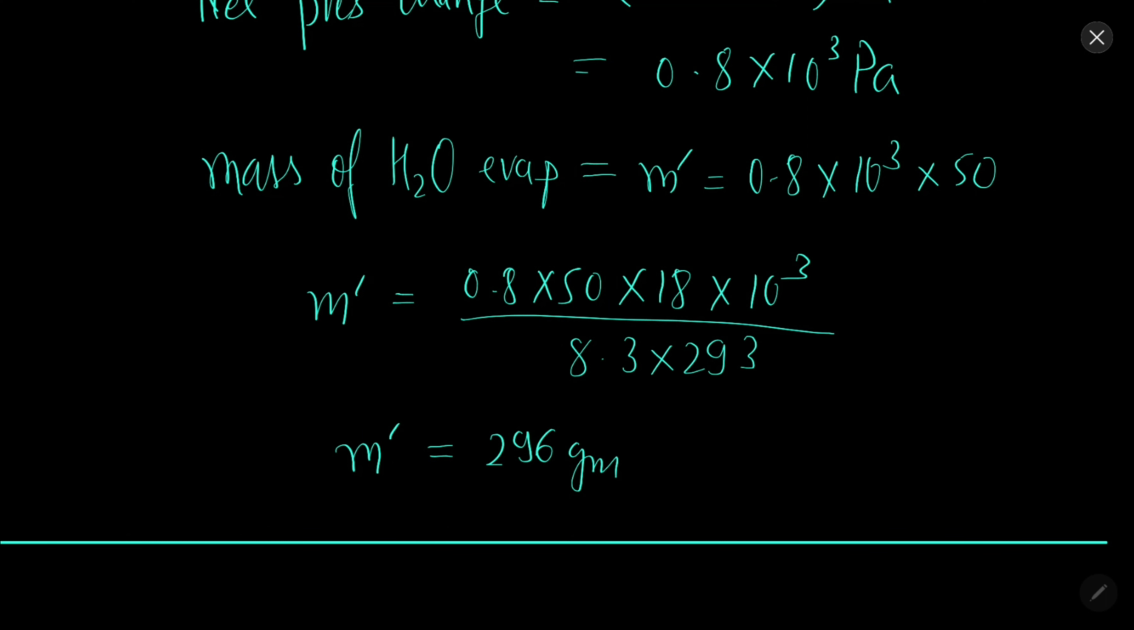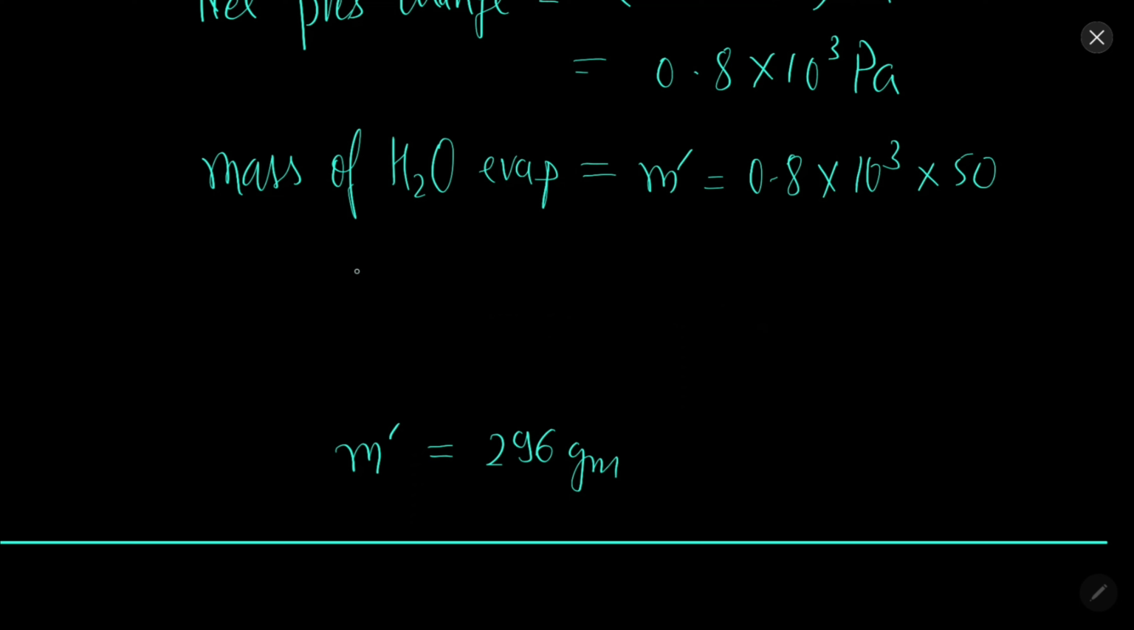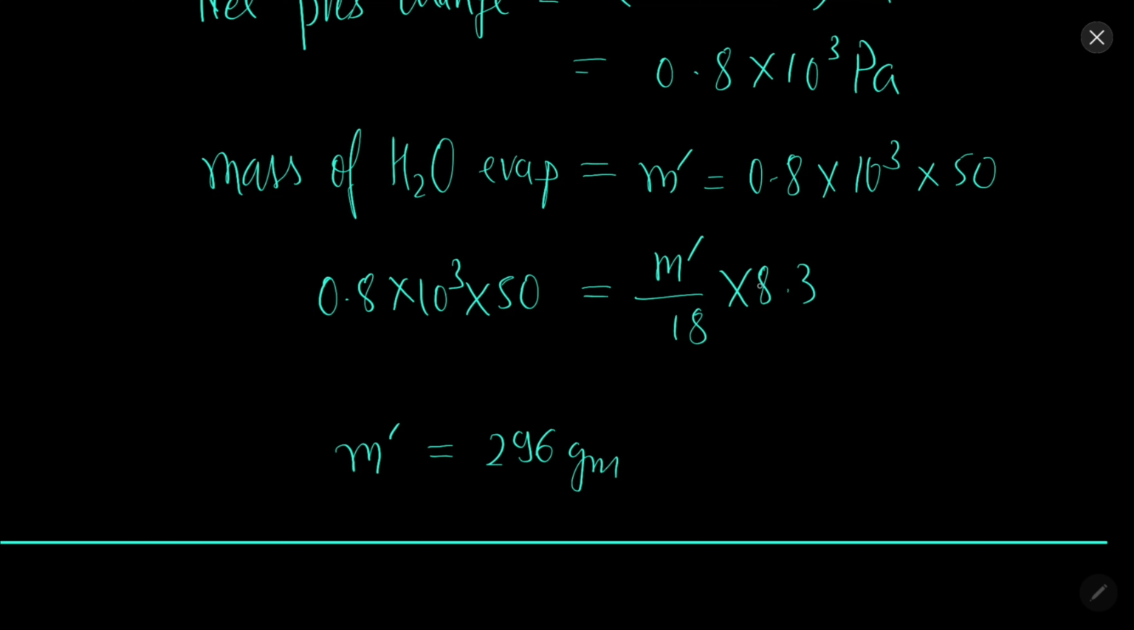And here it should be written like this actually: 0.8 into 10 to the power 3 into 50 equals M dash over 18 into 8.3 into 293.